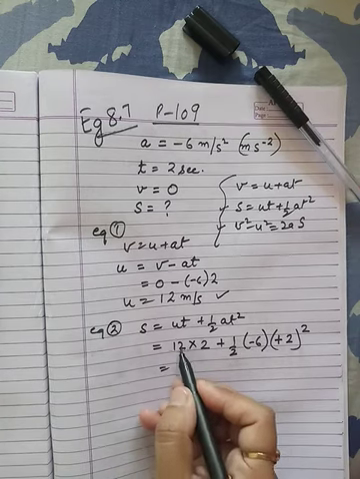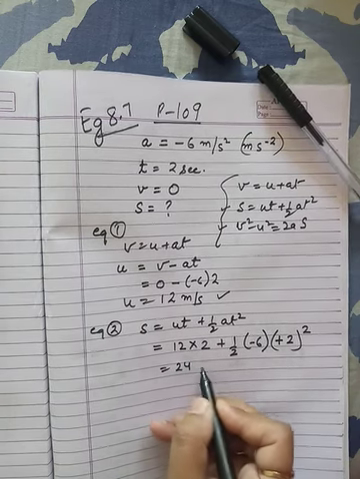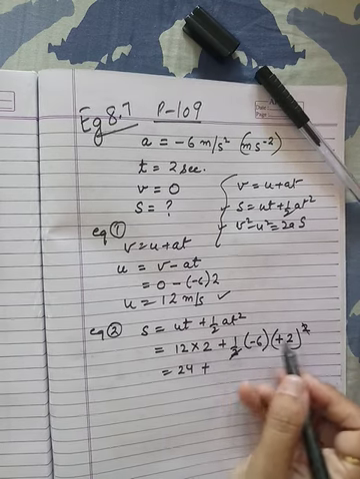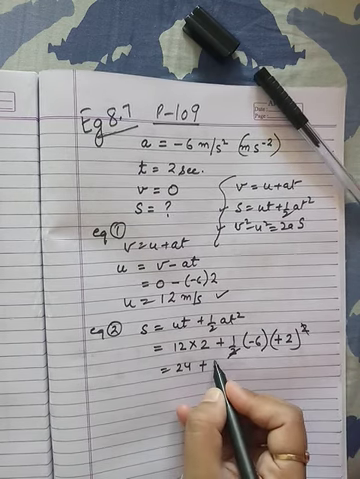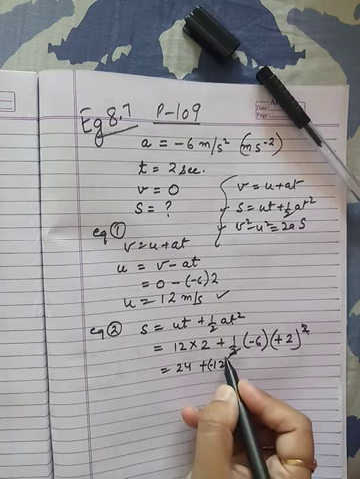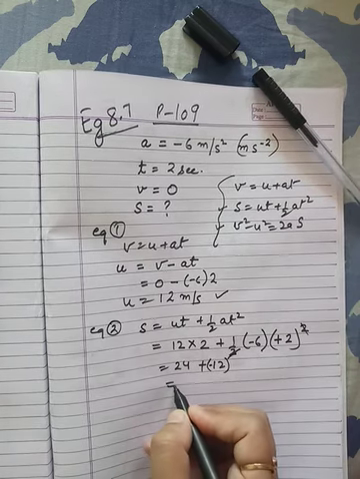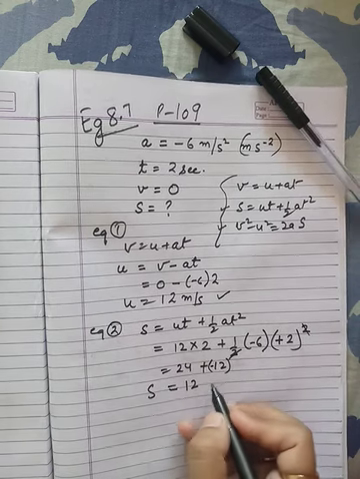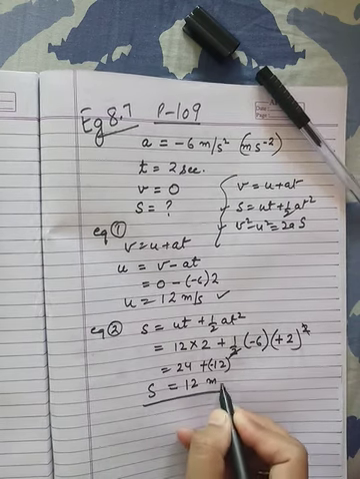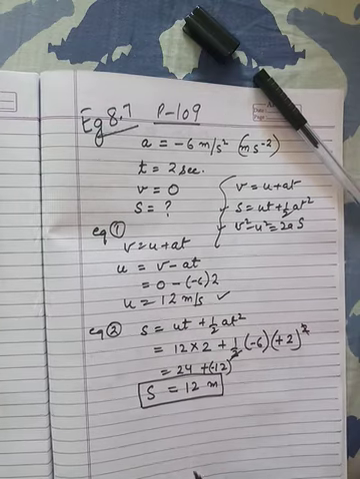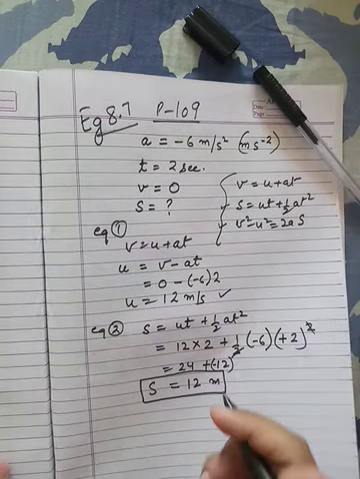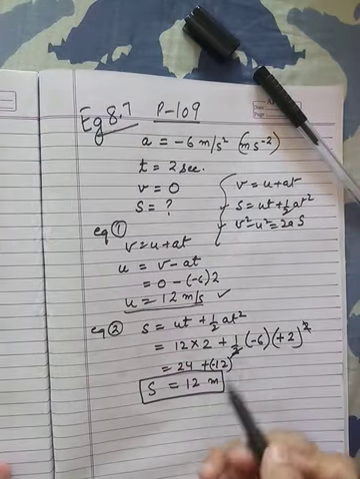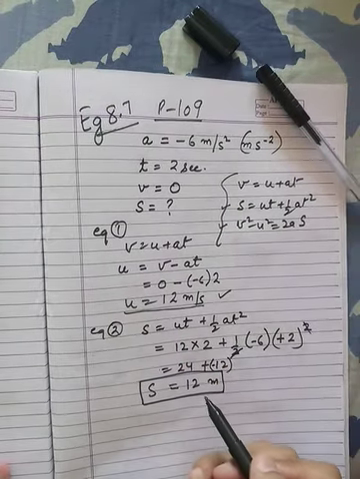So 12 multiplied by 2, that is 24, plus half, the 2 is cancelled out with this 2. So 6 multiplied by 2 is 12, that is minus 12. So 24 minus 12 is 12 again. So s is 12, that is in meters. Remember to put on the units every time in your answers, definitely. So this is u and this is s that we have to find.